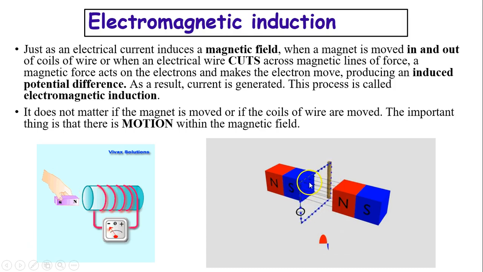If you move from the south to the north pole, or from the north to the south pole, or move up and down, there's not going to be any current produced. In order to produce current, the wire you're moving has to cut the lines. That's the only way to move it, so that it cuts the lines.